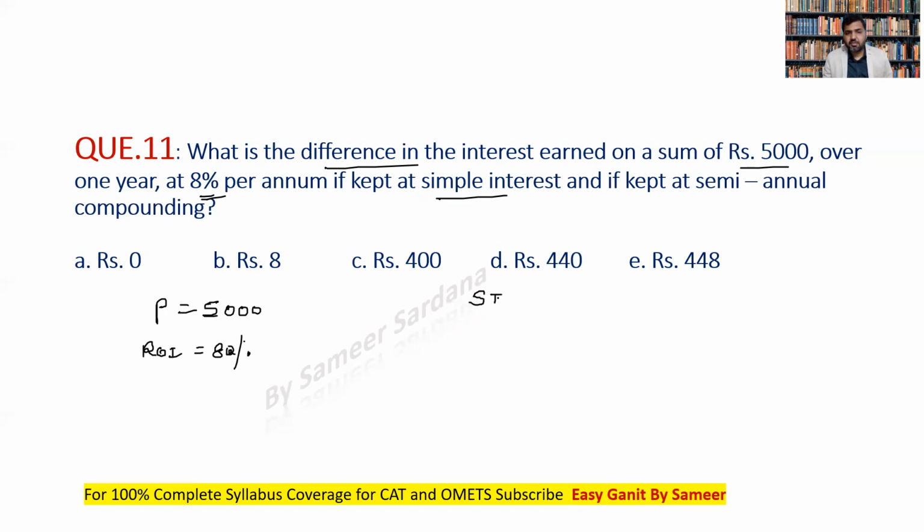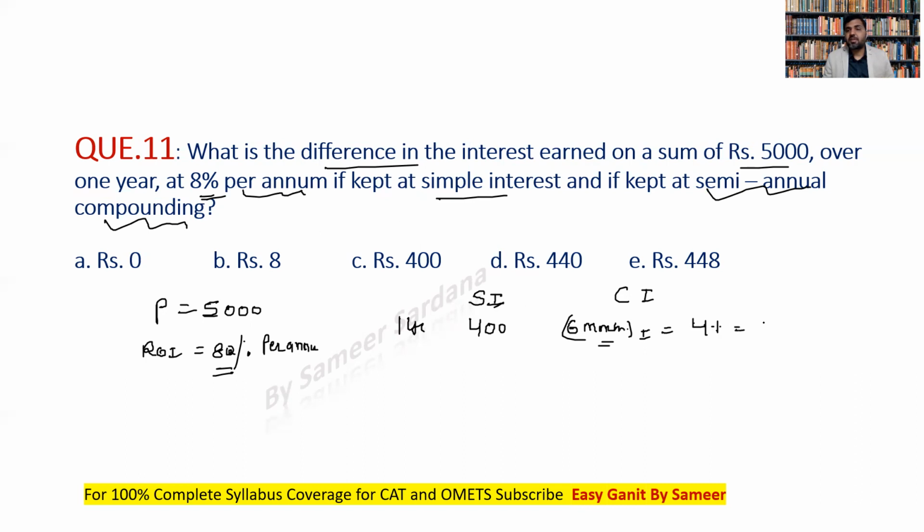So guys, if I keep it at simple interest for 1 year, I will be getting a total of 400 rupees interest. But if I keep it at compound interest, semi-annual, that means interest on interest will be counted after every 6 month period. In a 1 year period, there will be two periods of 6 months. In the first 6 month period, I will be getting an interest of 4%, because 8% is per annum, the interest for 1 year. So in 6 months, I'll be getting 4% interest.